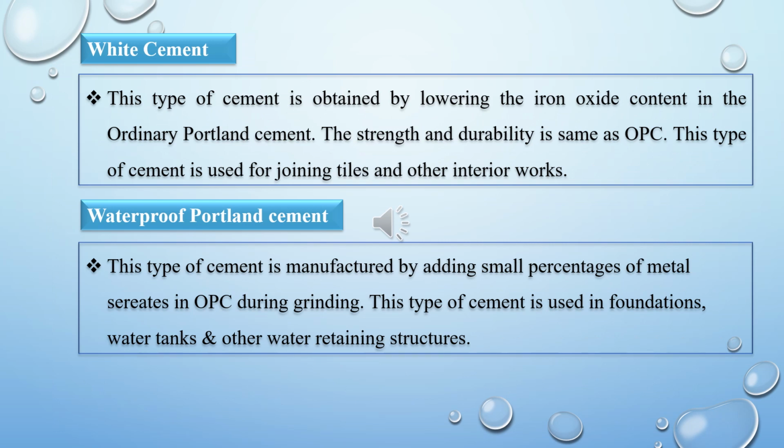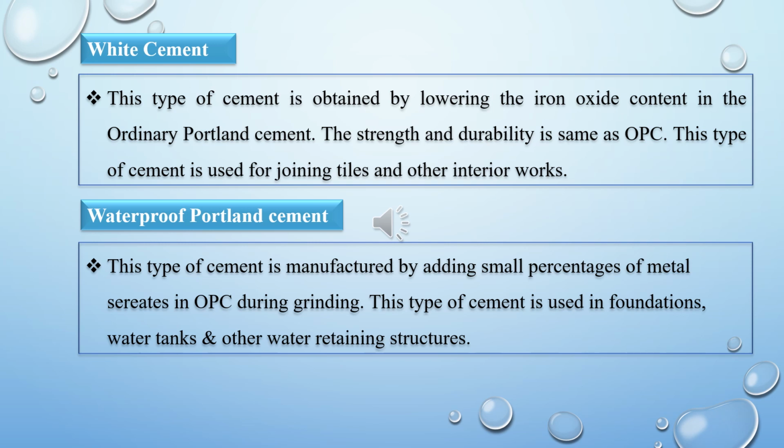Next one is white cement. This type of cement is obtained by lowering the iron oxide content in the ordinary Portland cement. The strength and the durability are the same as the OPC. This type of cement is used for joining the tiles and other interior works. So students, white cement. Now the question is how white cement is produced.